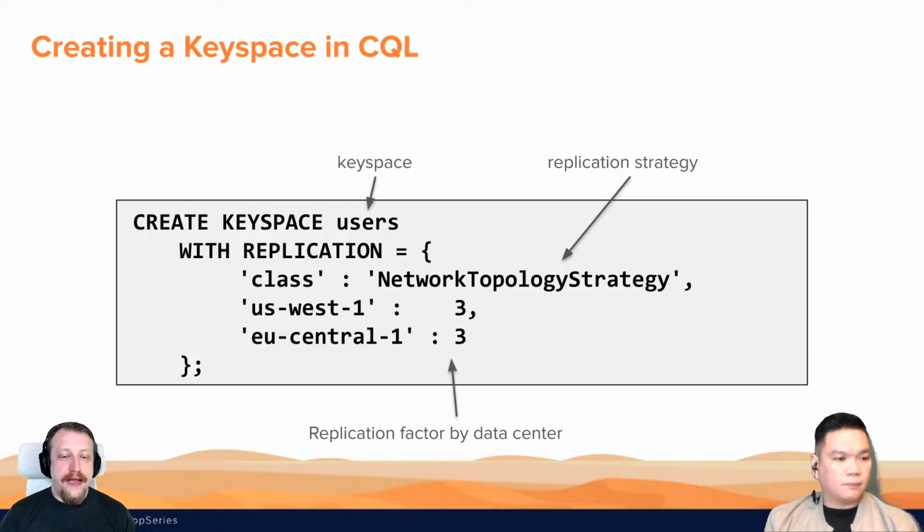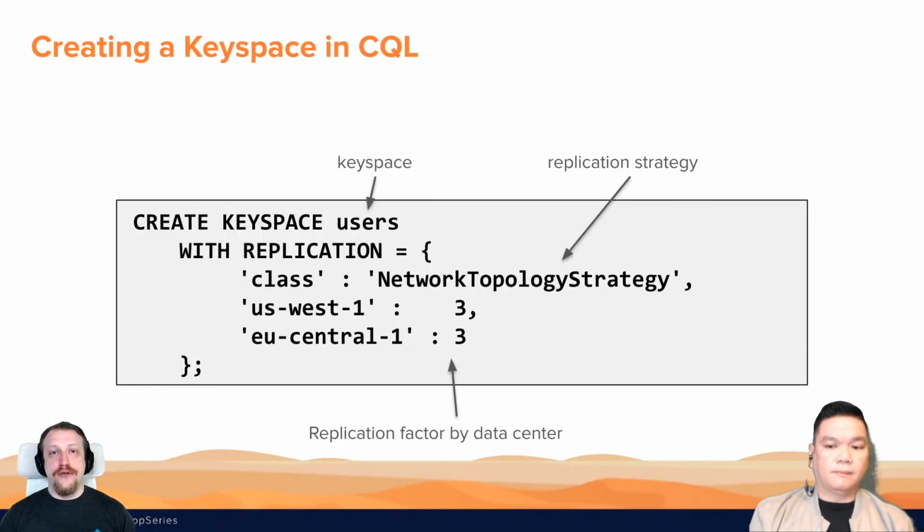And then replication factor, you specify per data center. So if you have multiple data centers and you want your data to be available on multiple data centers over the world, then you specify replication factor per data center.